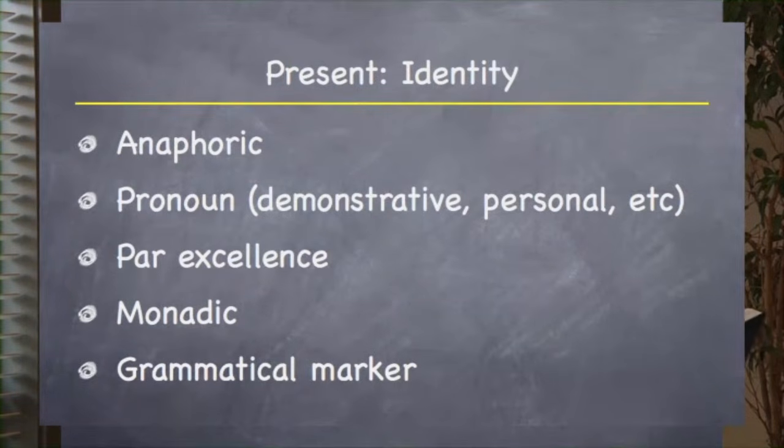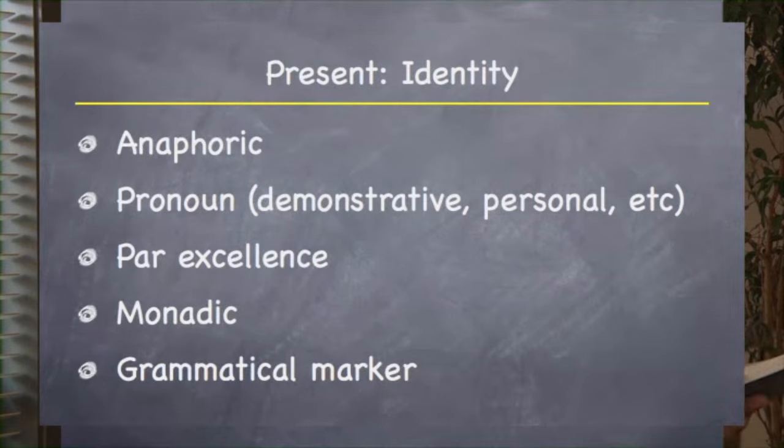There's another use of the article called the monadic. And this is very close to the previous example. What the article is doing is saying that the word the article is modifying is one of a kind. It's unique. John says, behold, the Lamb of God. Is it adding definiteness, identity to lamb? Yeah, but it's saying more than that. It's saying this is the Lamb of God, the only Lamb of God.